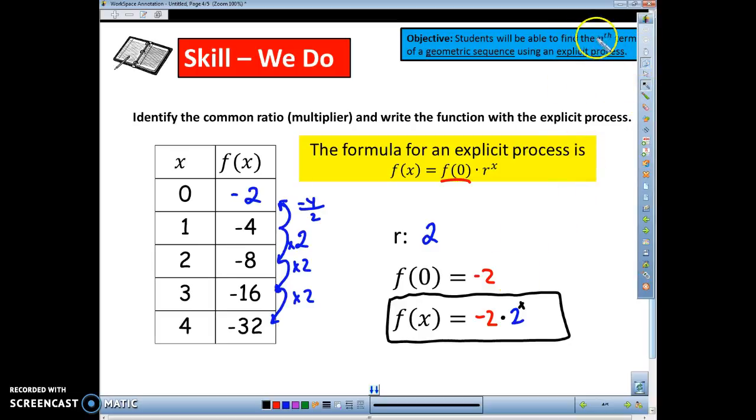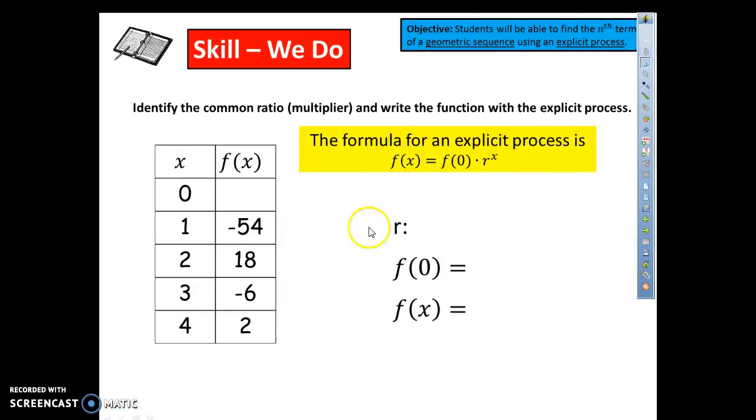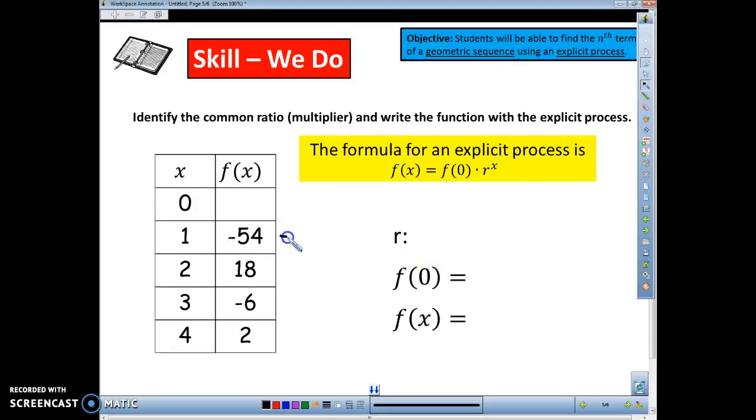Remember, our objective today is to be able to find the nth term, and we'll eventually get to those problems where we find the nth term. Again, just constructing our explicit process. Here I need to identify my r value, so -54 to 18. I'm not sure about that one yet. 18 to -6, okay, I kind of have an idea, and -6 to 2. Okay, so here I realize that we're dividing by 3, right? Absolute value-wise, we're decreasing, we're taking a third every single time.